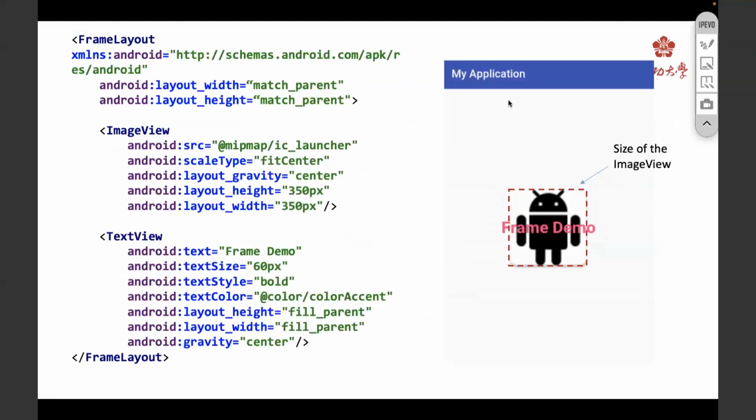And so here's a very simple example. You can see we have a frame layout as the root element of this layout, and there are two child views. The first one is an image view sitting at the center of the screen. And the second child view shows frame demo on top of the image view. The text view is displayed on top of the image view because, as mentioned earlier, in a frame layout, the most recently added child views are drawn on top of the earlier ones.